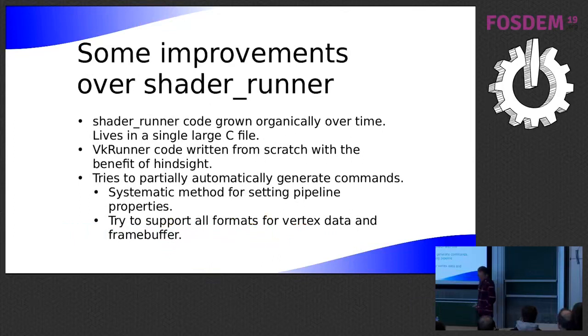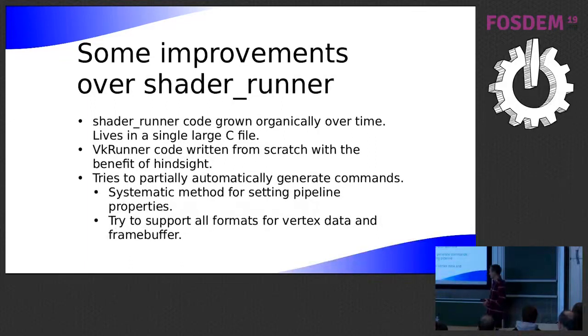So VkRunner, I don't exactly know the history, but I get the impression it just started out quite small, and has sort of grown organically over time, and it's now quite a large single C file. So VkRunner is written from scratch with a bit of hindsight, so I've tried to organize the code a bit more. Like the code to parse the script is separated from the bits that execute it and so on. And also, writing code for Vulkan is a lot more verbose, so obviously you just need to have a lot more code. So keeping it all in one file is not practical.